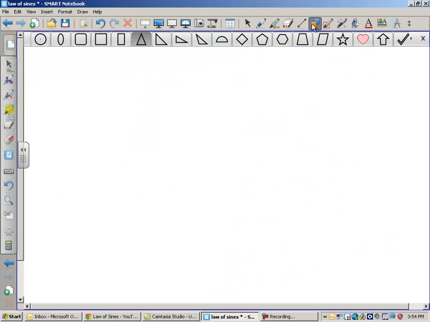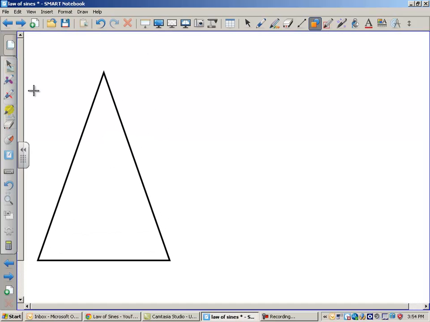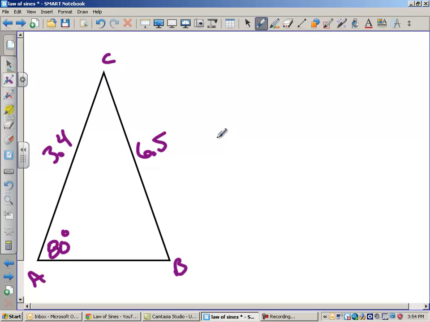Let's do one last example where we're trying to find an angle. Let me draw another triangle right here. So let's say we've got triangle A, B, C, and I'll have angle A be 80 degrees, and the side across from angle A be 6.5. Then the side across from angle B would be 3.4. So let's see if we can find the measure of angle B.